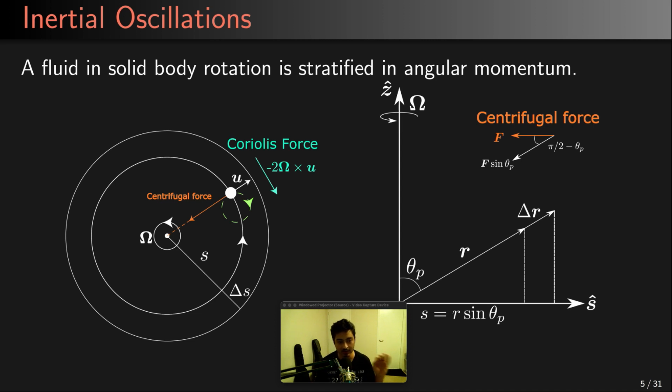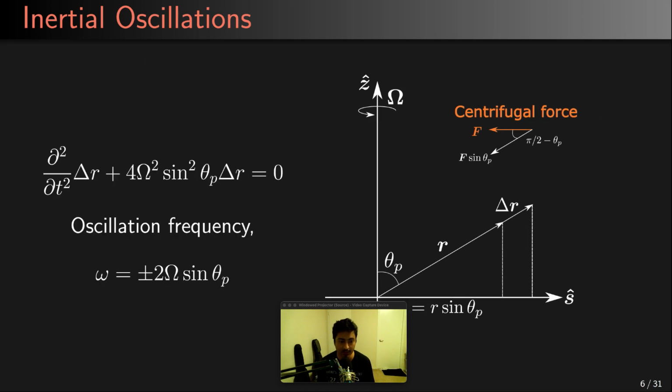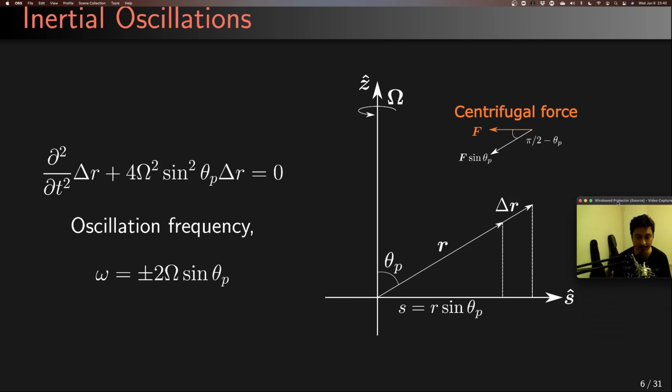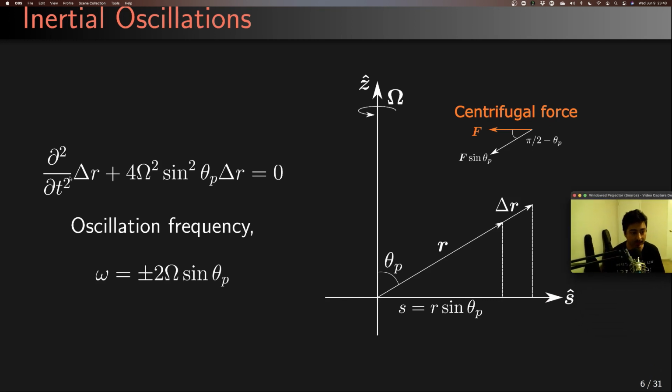Now, if you construct a free body diagram of this parcel and write down the forces and so on, this is the equation of motion that comes up, where this is just a simple harmonic oscillator, and the oscillation frequency is given by twice the solid body rotation rate times the sine of the angle that the position vector of the particle makes. Now you can see that the magnitude of oscillation frequency then lies only between 0 and twice the solid body rotation rate.